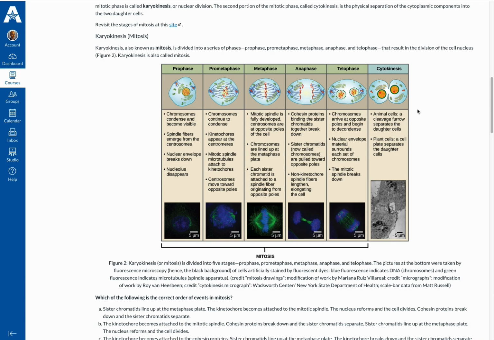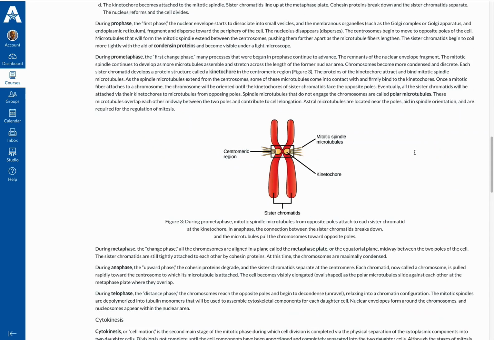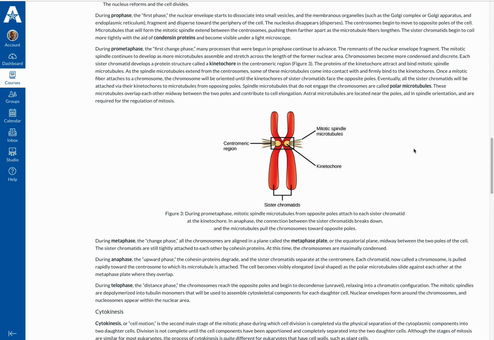Some important things to note is in mitosis, sister chromatids get separated, and distinction between plant and animal cells. In animal cells, the cells are separated with a cleavage furrow, and plant cells, a cell plate is what separates the two daughter cells. Let's see if there's anything I missed here.